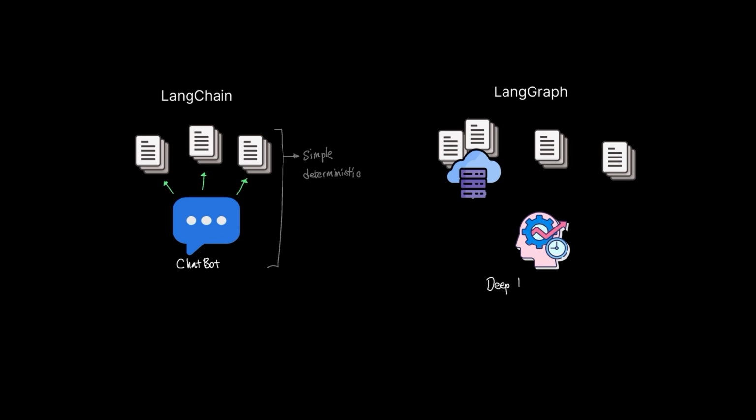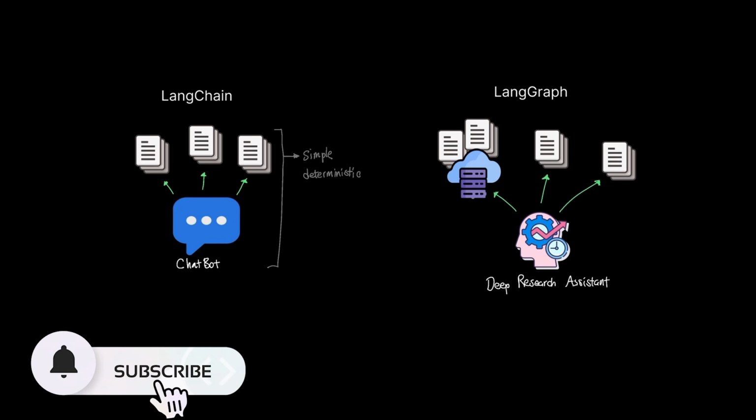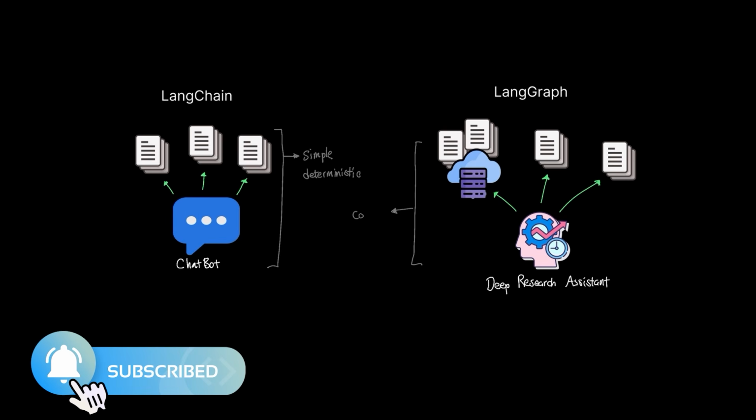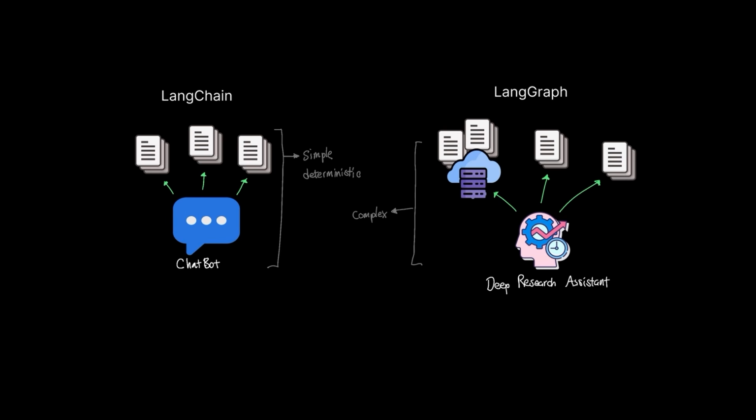Let's say you're asked to build a deep research assistant software for your company that helps you go through a large swath of information gathered from various sources. In this case, the use case is a lot more complicated than a chatbot, and using LangGraph will start to make more and more sense.